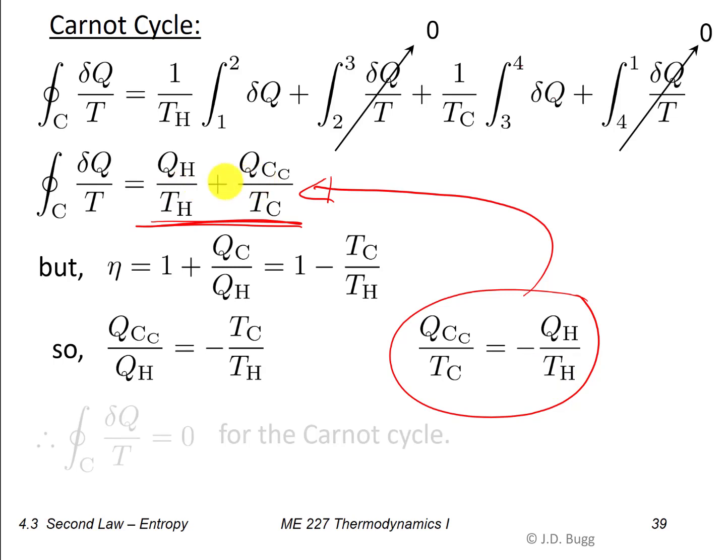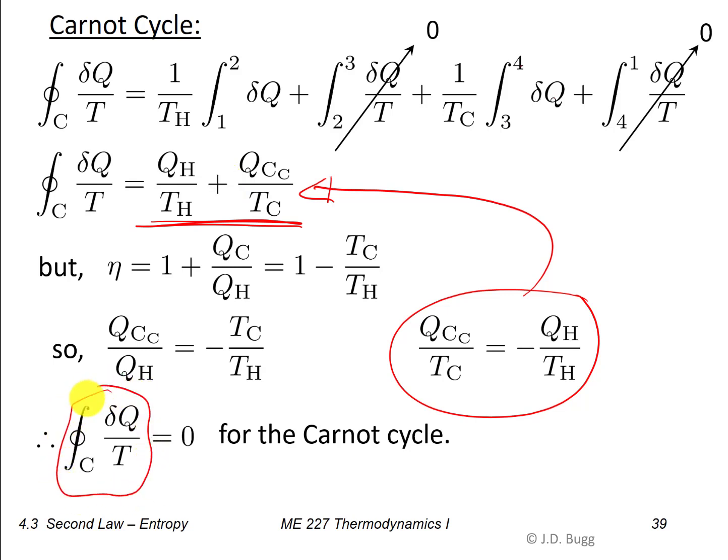So what we've found here is that for a Carnot cycle, this particular integral of delta Q over T, when we evaluate it around the entire cycle, is equal to 0. So that's a very important thing that we're going to make use of later on. But the value of that integral for the Carnot cycle is 0. And on this slide, we've shown why that's the case.